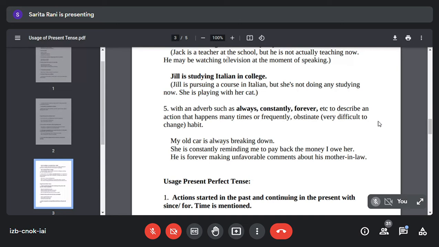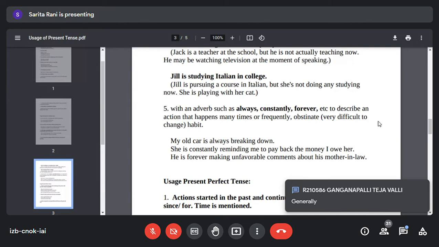Now I was talking about the last one. What is the last point? Here is the last point. Adverbs should be used, especially frequency adverbs. Frequency adverbs are like this: always, constantly, forever, slowly, regularly, often, weekly, daily. All these are examples of adverbs of frequency.